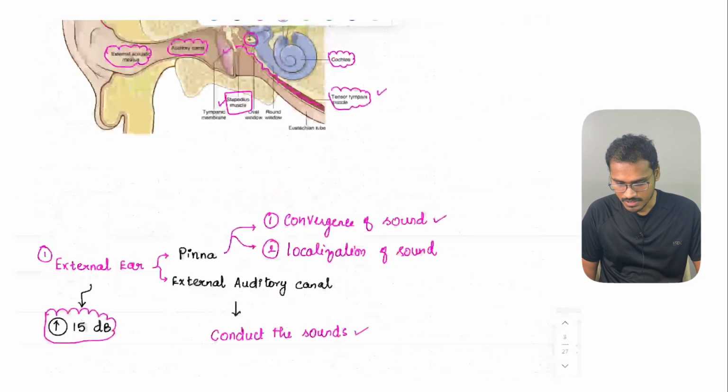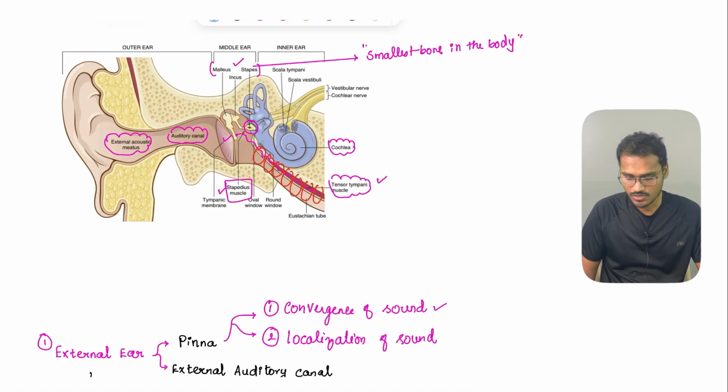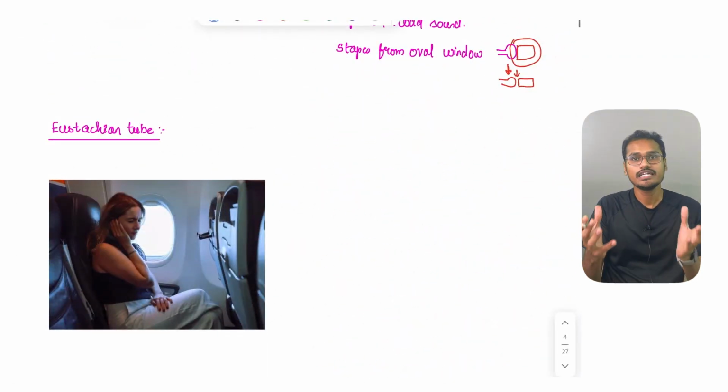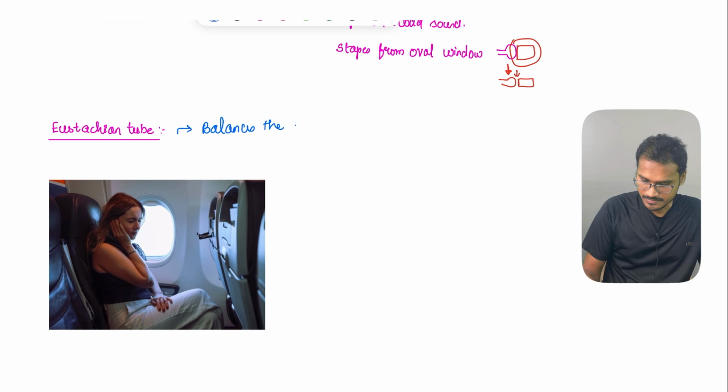Then next, coming to the Eustachian tube. The Eustachian tube is nothing but the region where the ear is connected to the oral cavity. This tube is the Eustachian tube where the tensor tympani muscle is also there. And this Eustachian tube will help to create a balance in pressure. It balances the pressure between the oral cavity and the ear.